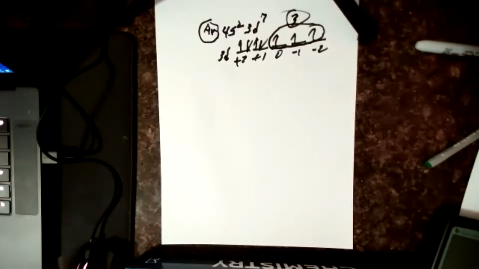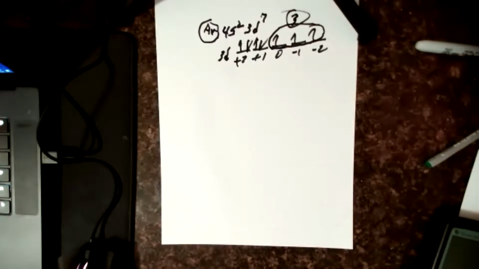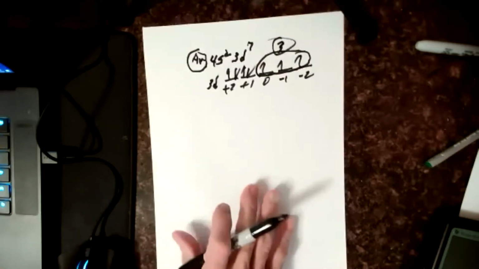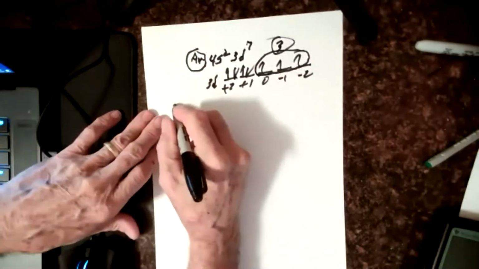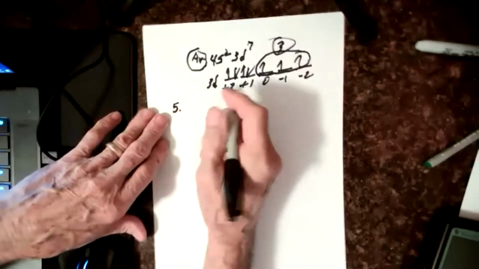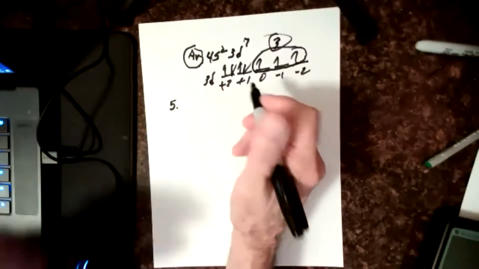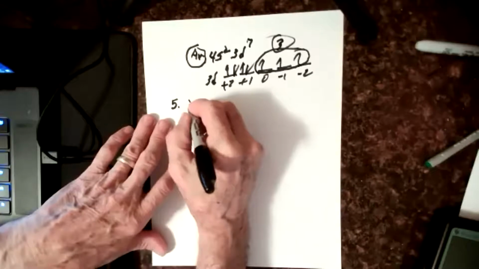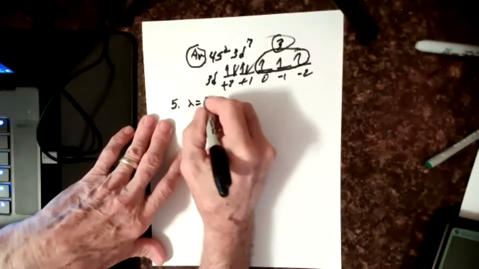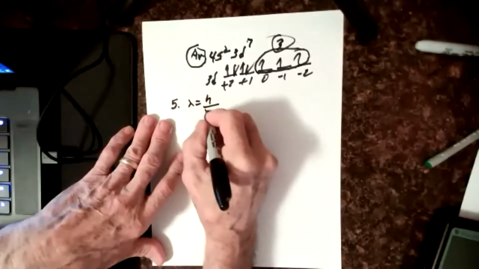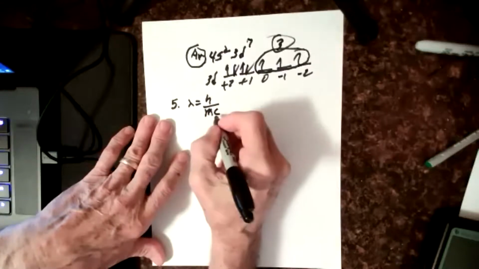Okay, now it says calculate the relativistic mass of 2.5 moles of photons with a wavelength of 540 nanometers. Okay, well, first thing we got to say is, okay, relativistic mass. That's the de Broglie equation. Lambda is equal to h over mc if it's photons.